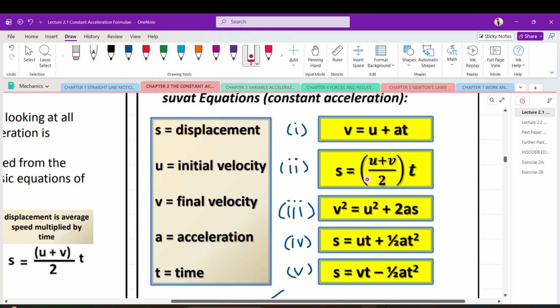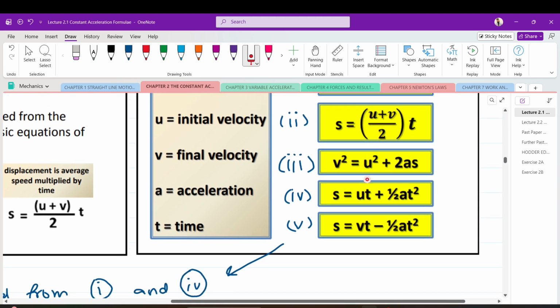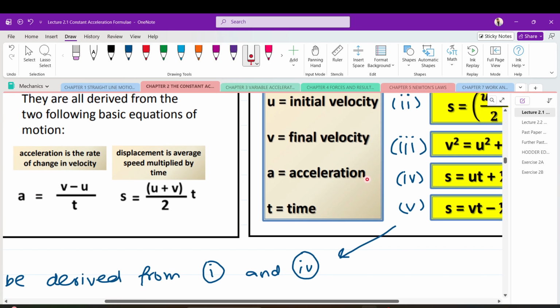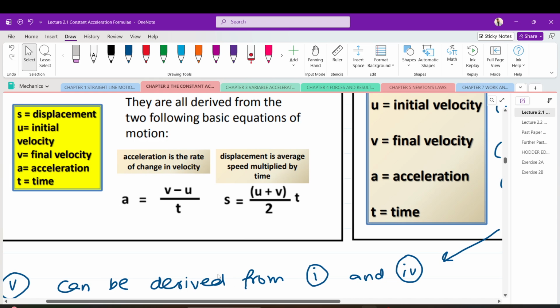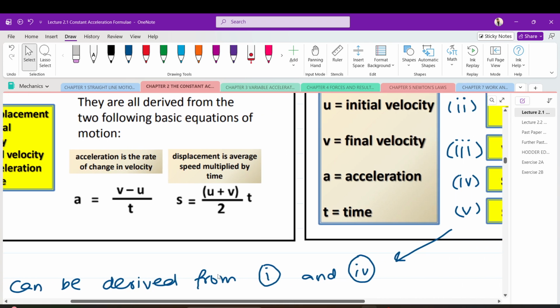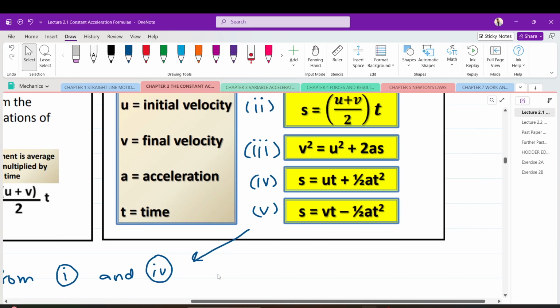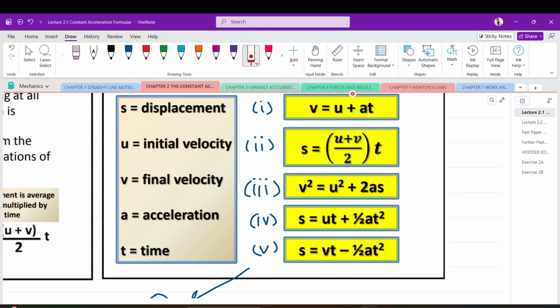Now these are a total of 5 equations. Now we have studied until number 4. How do we derive equation number 5? Let's look at that here as well. We can derive equation 5 from equation 1 and 4. What is 1 and 4? 1 is V equals U plus AT, and number 4 is S is equal to UT plus half AT squared.